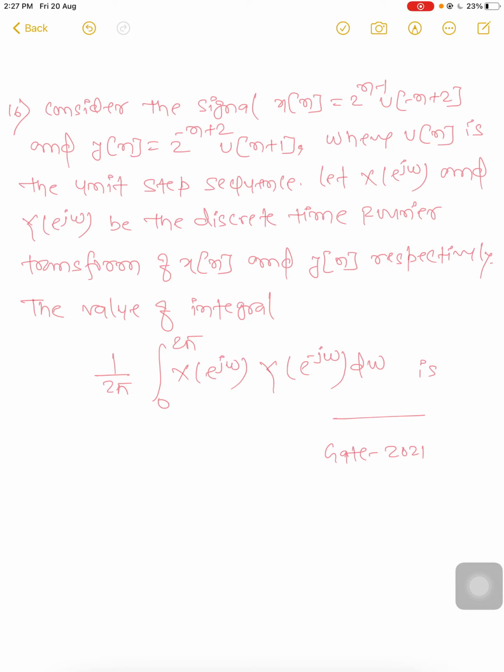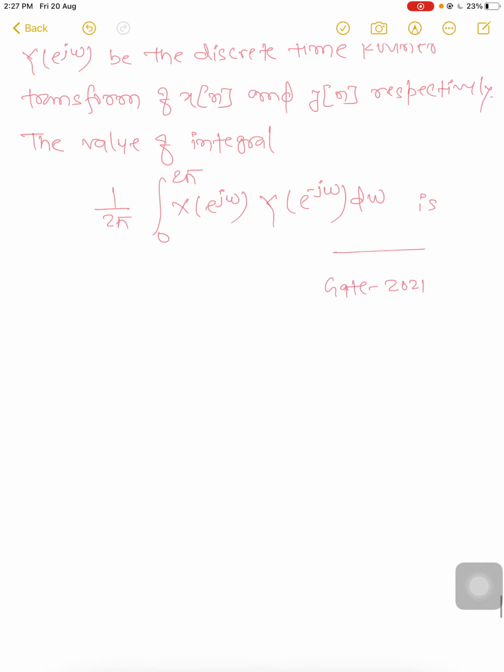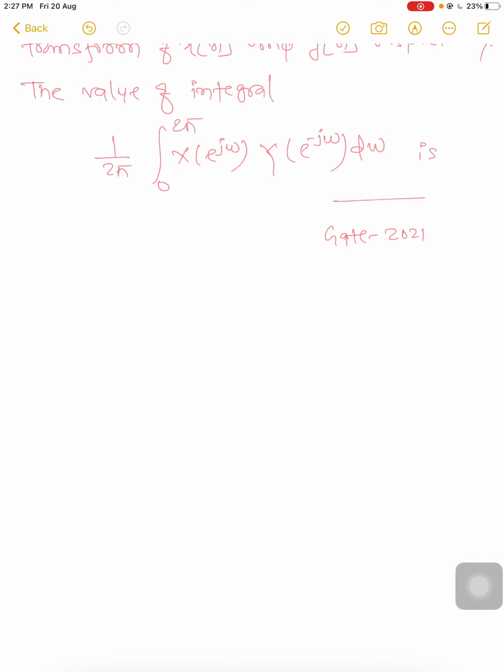Consider a signal x[n] equal to 2^(n-1) u[-n+2], and y[n] equal to 2^(-n+2) u[n+1], where u[n] is the unit step sequence. Let X(e^(jω)) and Y(e^(jω)) be the discrete time Fourier transform of x[n] and y[n] respectively. We have to find out the value of the integral. This was asked in GATE 2021.